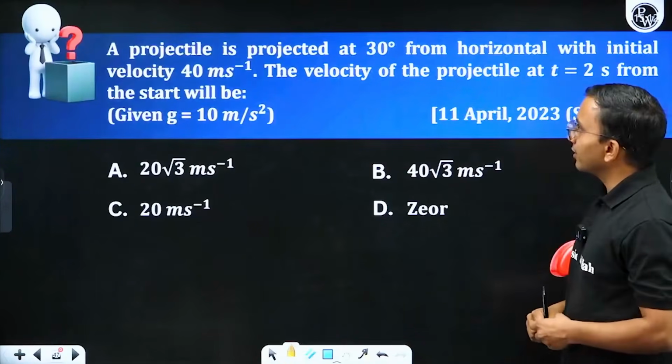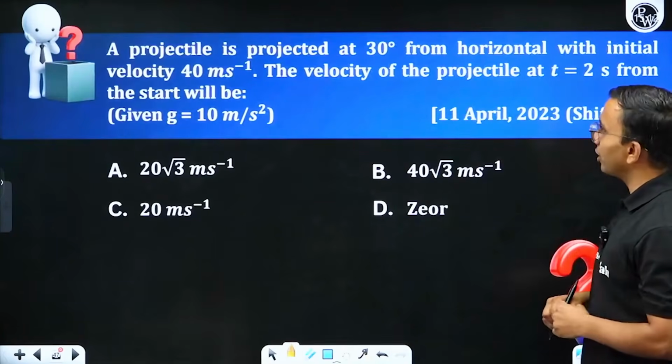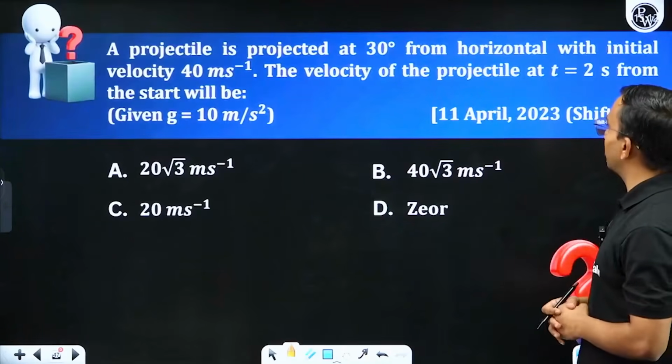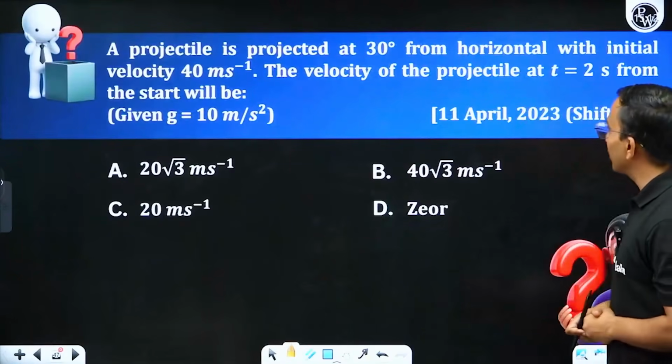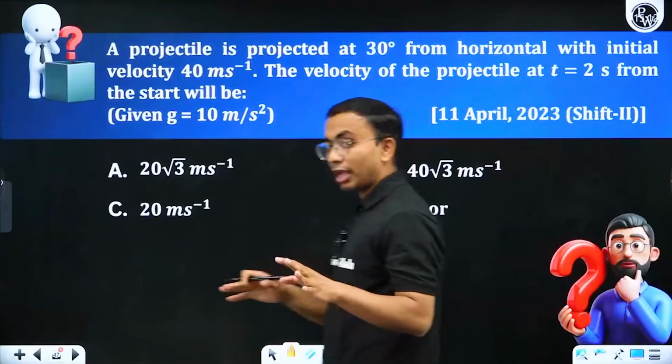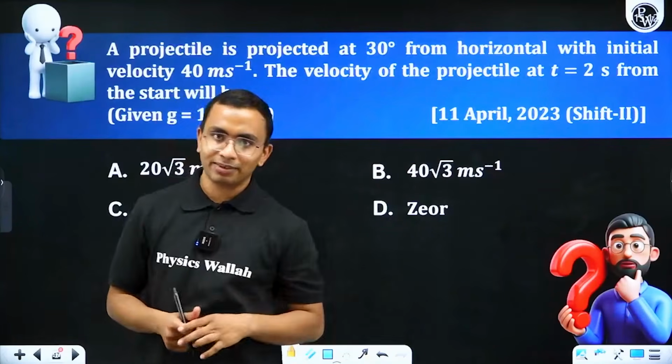Okay. Next, a projectile is projected at an angle of 30° from horizontal with initial velocity 40 meter per second. The velocity of the projectile at t equal to 2 seconds from the start will be. Okay, so I'm giving this question for you. Take a pause in this video, solve this and then come back.